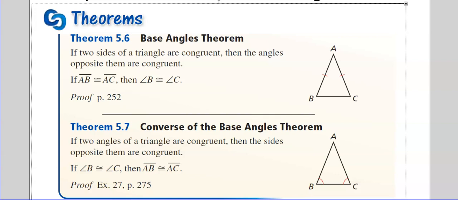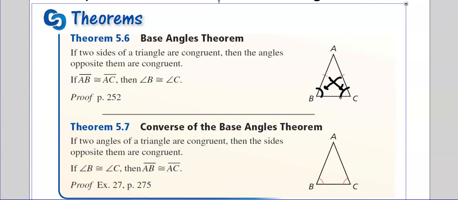All right. A couple more theorems are going to be very useful for us. The base angles theorem says if two sides of a triangle are congruent, isosceles, then the angles opposite them are congruent. So I would suggest you get in the habit of drawing these arrows to remind yourself that the opposite ones, and then mark them congruent like so.